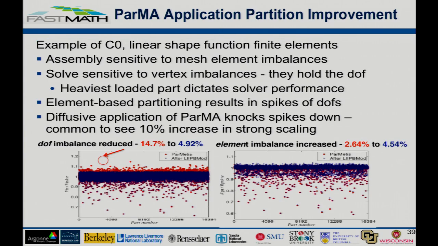So an example of this is you have a finite element code whose assembly is sensitive to the balance of the mesh elements, but the solve procedure is sensitive to the balance of the vertices where the DOFs are being held. So we want to first balance the vertices and then balance the elements. So in this case, this diffusive ParMA is able to reduce the vertex imbalance or the DOF imbalance by nearly 10 percentage points, and only increase the element imbalance by roughly 2 percentage points. So, like I said, we're willing to sacrifice the lower priority entities for the higher priority entities. It goes both ways like that.